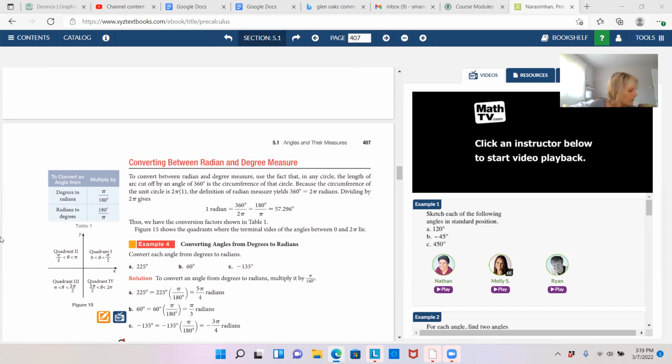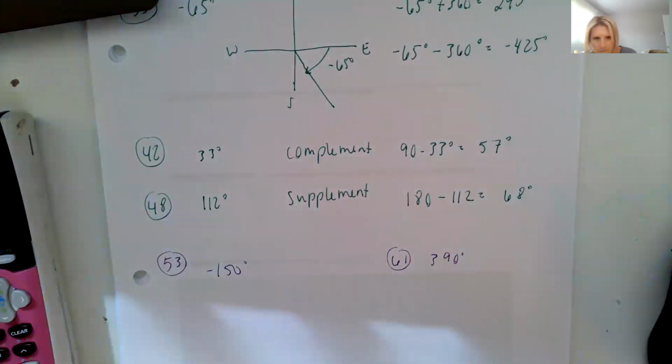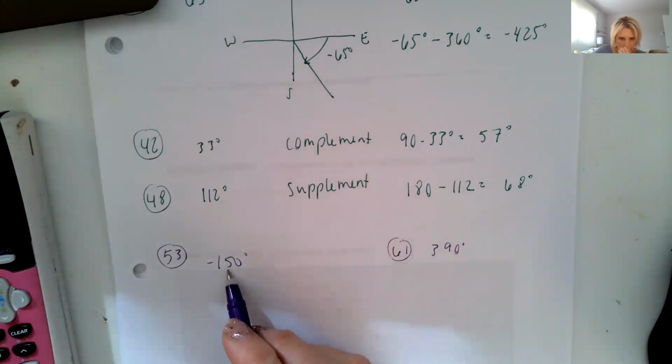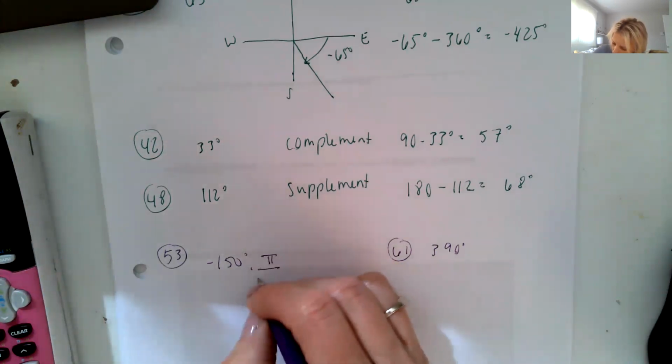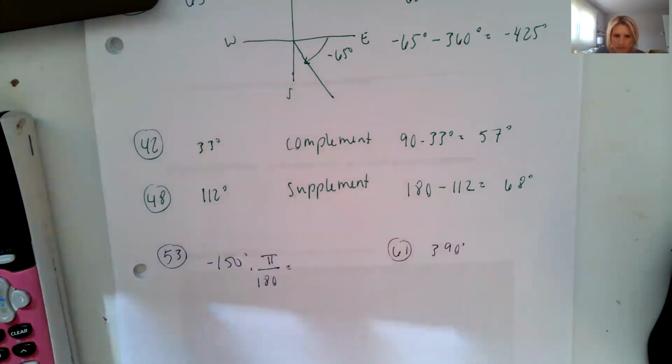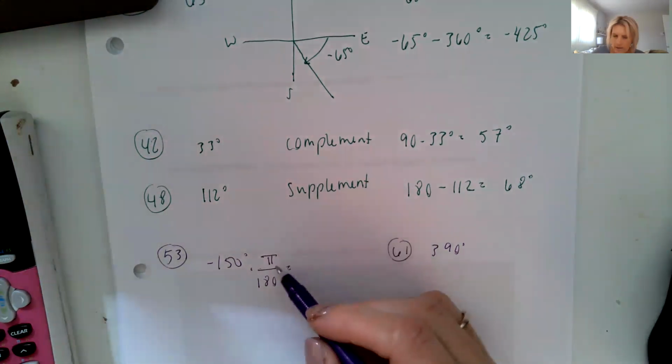And 61, they're asking us to go from degrees to radians. So let me go back and share my paper with you all here. So we're going from degrees to radians. So we're going to multiply by pi over 180.